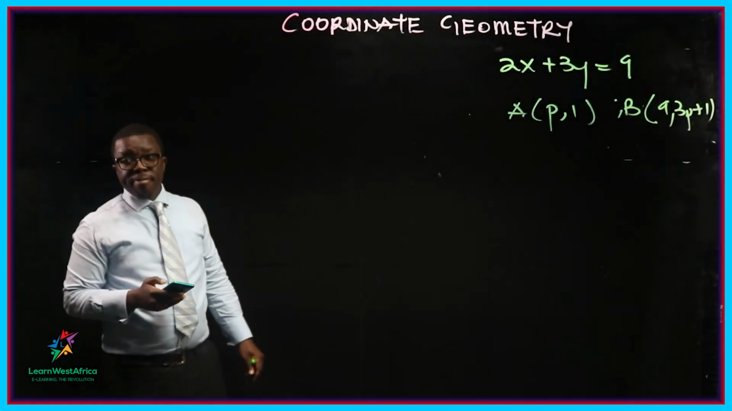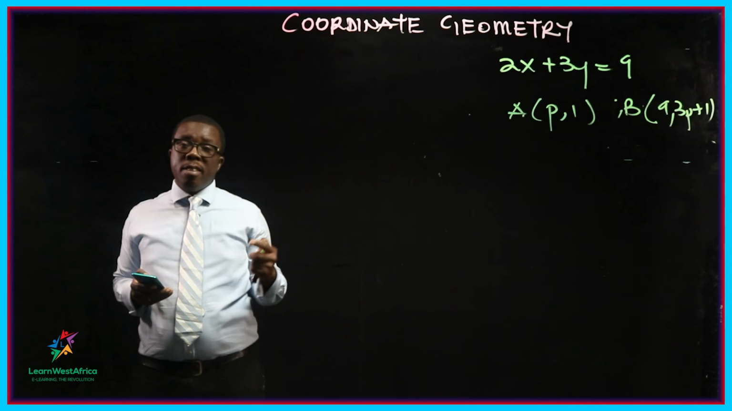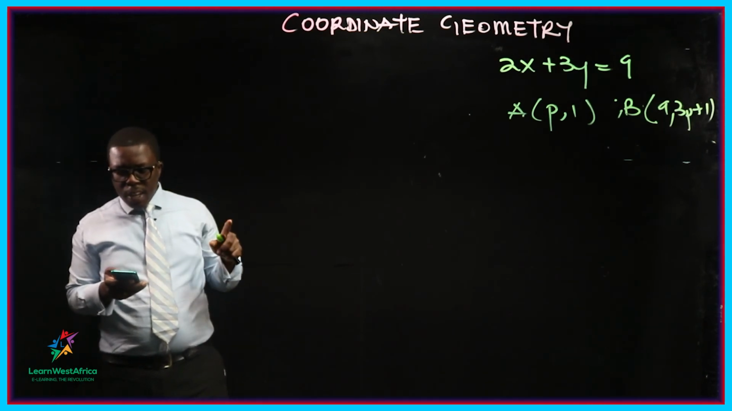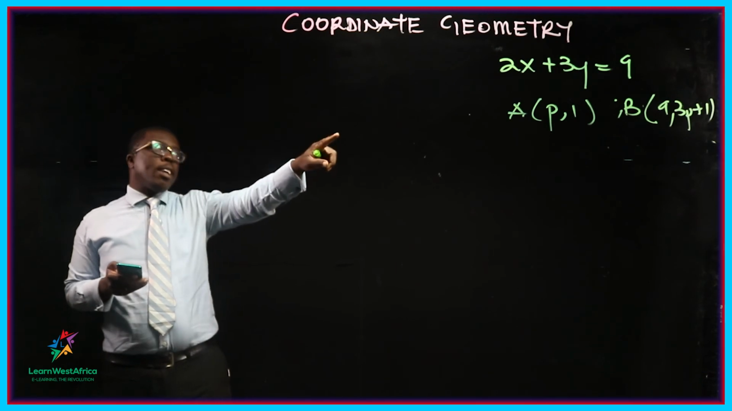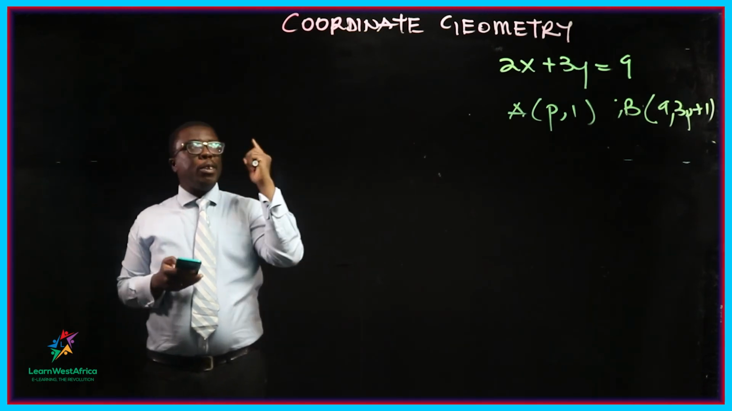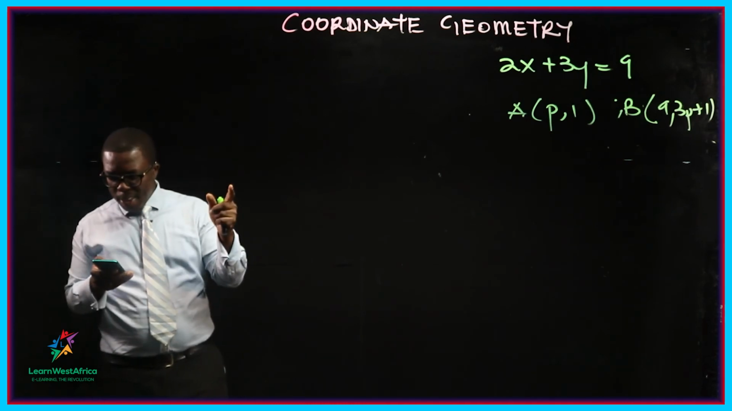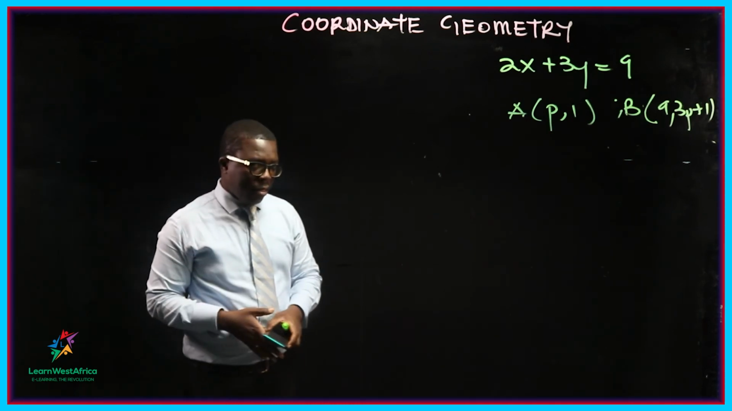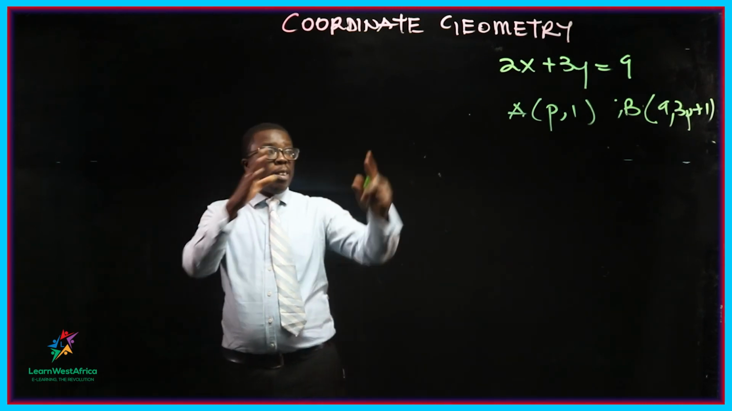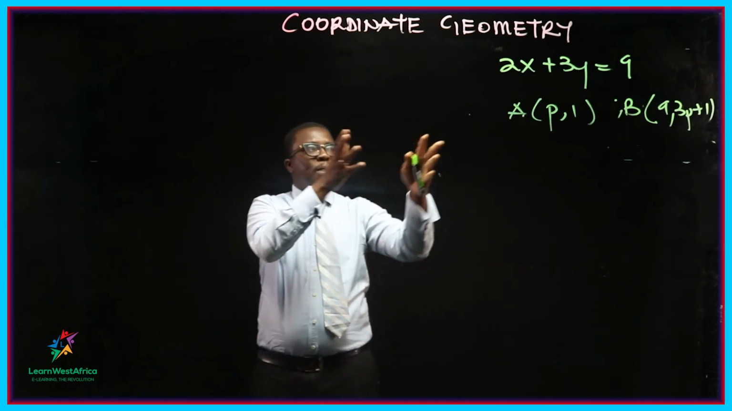So the second part says that in a case in which the line with the equation 2x plus 3y is equal to 9 is perpendicular to AB, find the value of p. So in the case where this line is perpendicular to that, we want to find the value of p.